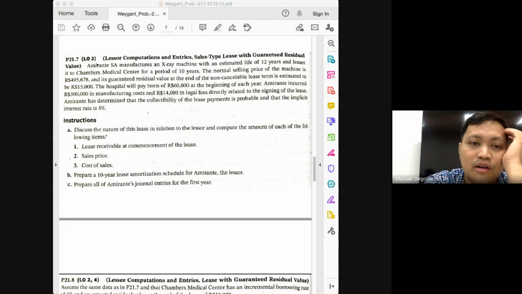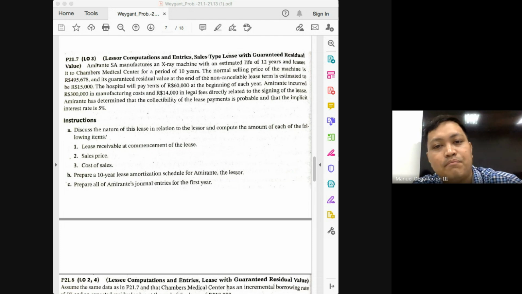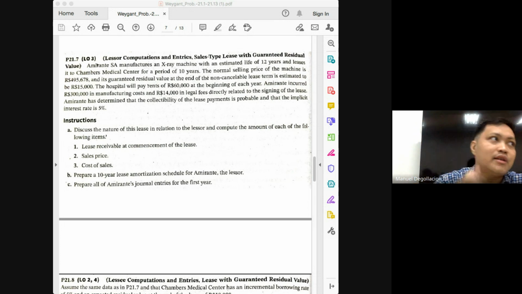It should be the 495,678 less the amount of payment. How much was the amount of payment done in the first day of the first year? 60,000. So the question now is, do we deduct the entire 60,000 from the 495,678? Yes, because we will not split the 60,000 between the interest component and the principal component because no interest has accrued yet on the first day.